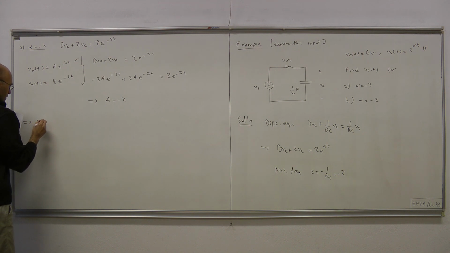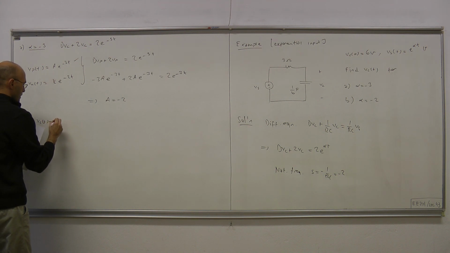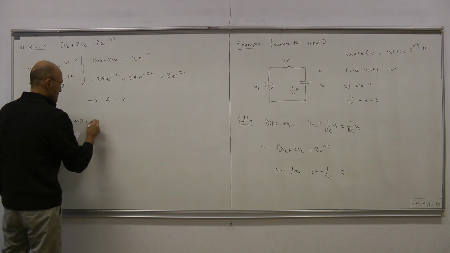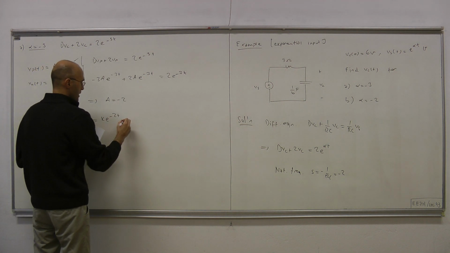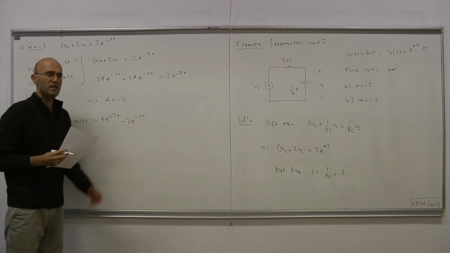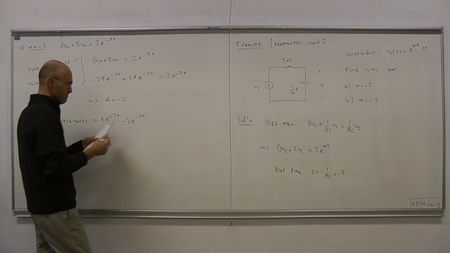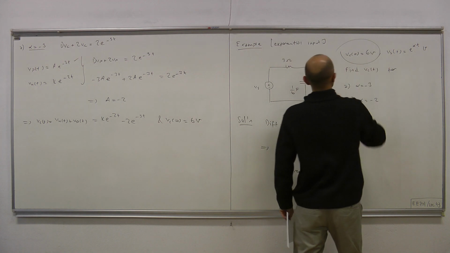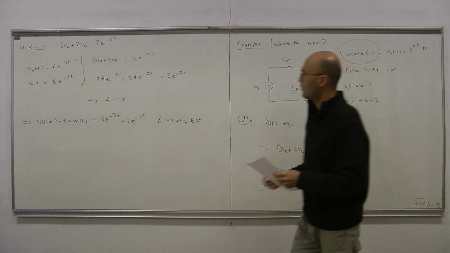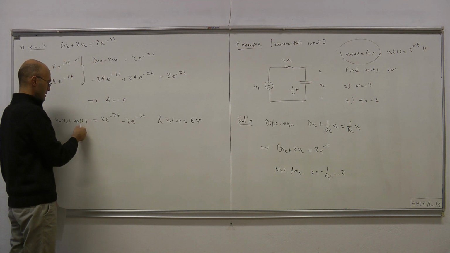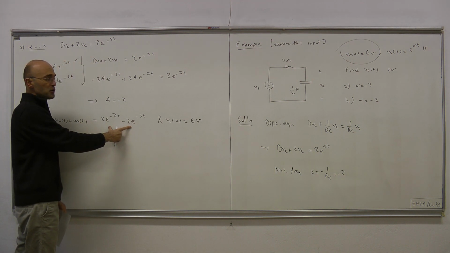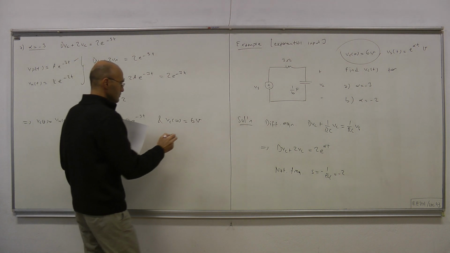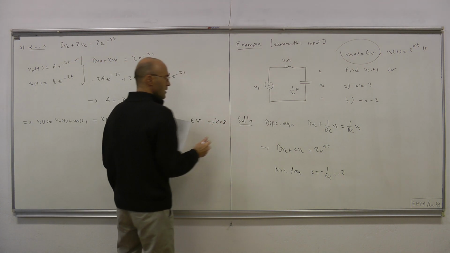Then the solution is vh(t) plus vp(t), homogeneous plus particular solutions. That's k e to the minus 2t minus 2e to the minus 3t. What's the k? We use the initial condition constraint to figure out that k. Plug in t equals 0 into the complete solution. This becomes k minus 2, and k minus 2 must equal 6. Therefore, k is 8. k must be 8.